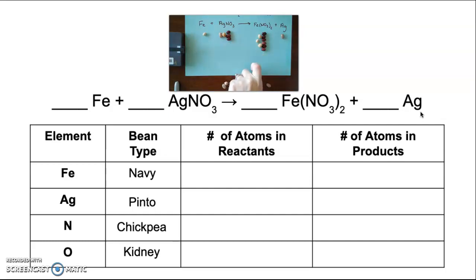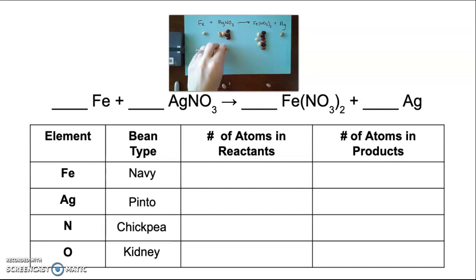If I look at iron 2 nitrate over here, we have to remember that this 2 outside the parentheses applies to everything inside the parentheses. So I've got 1 iron, but I've got 2 nitrogens and 6 oxygens. So 2 nitrogens and 6 oxygens here, and then 1 silver. When I start balancing, I want to just pick something that's easy to notice. So right off the bat, I can see I've only got 1 chickpea over here, but I've got 2 chickpeas on my product side. So that's nitrogen. So I'm going to need another nitrogen over here on my reactant side.